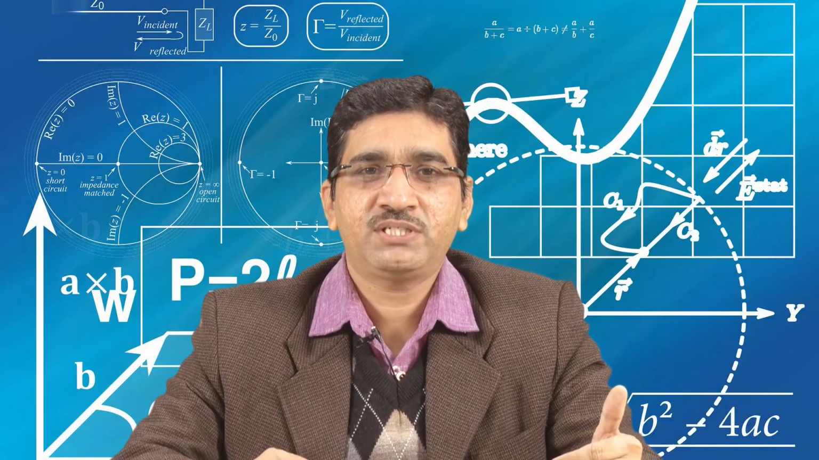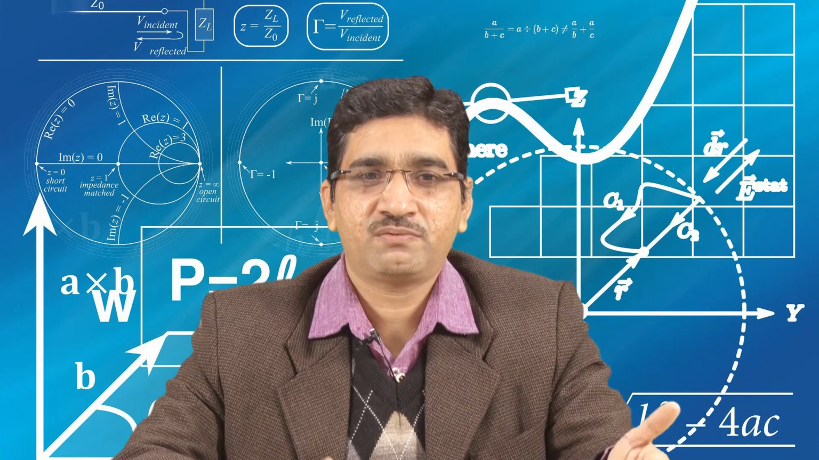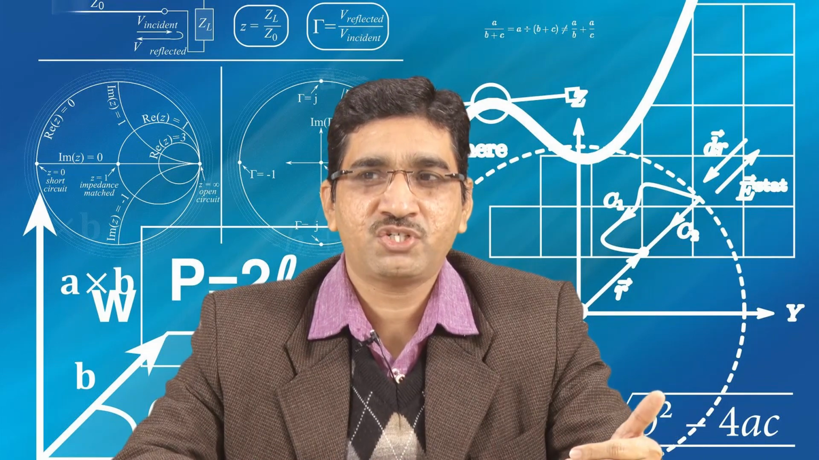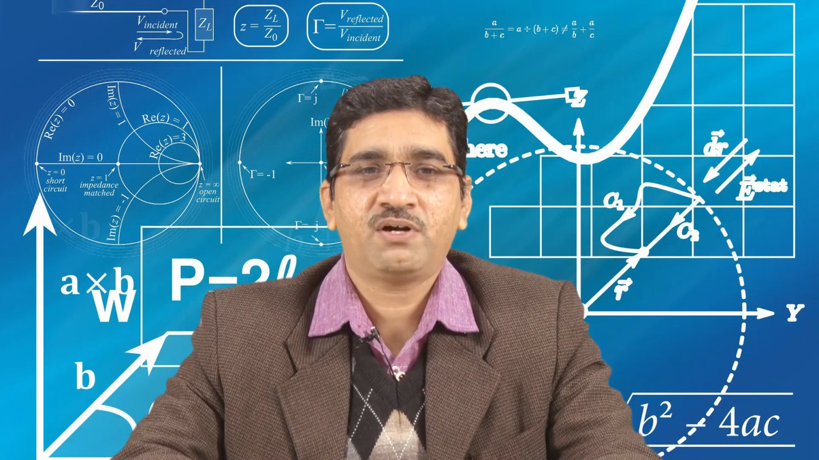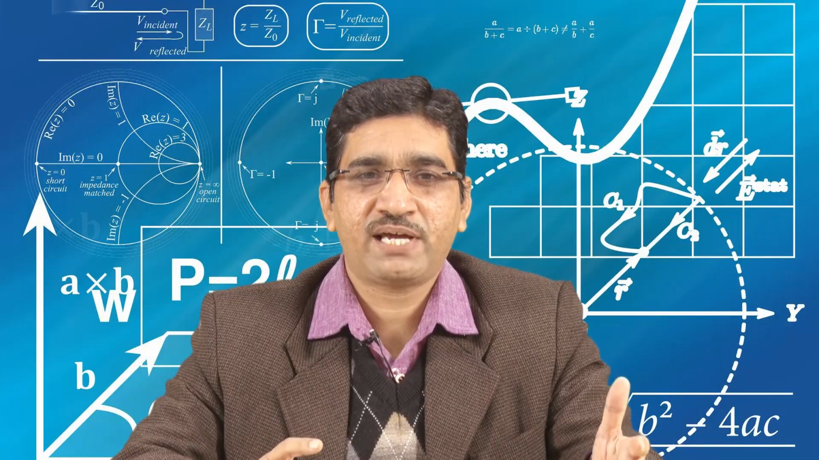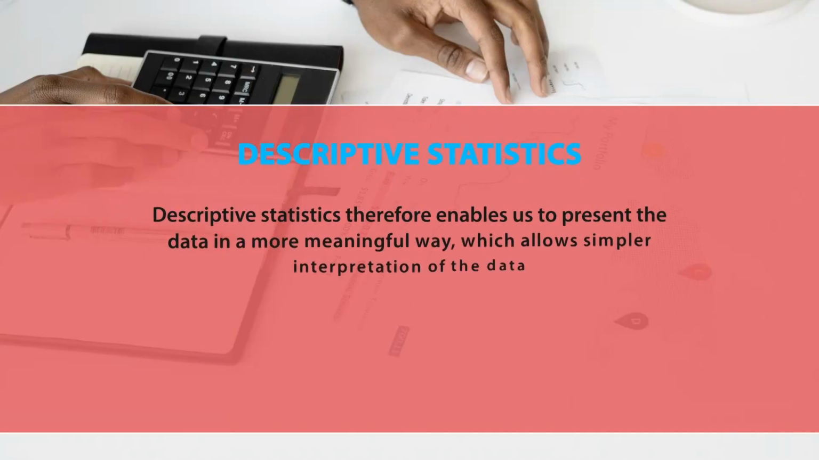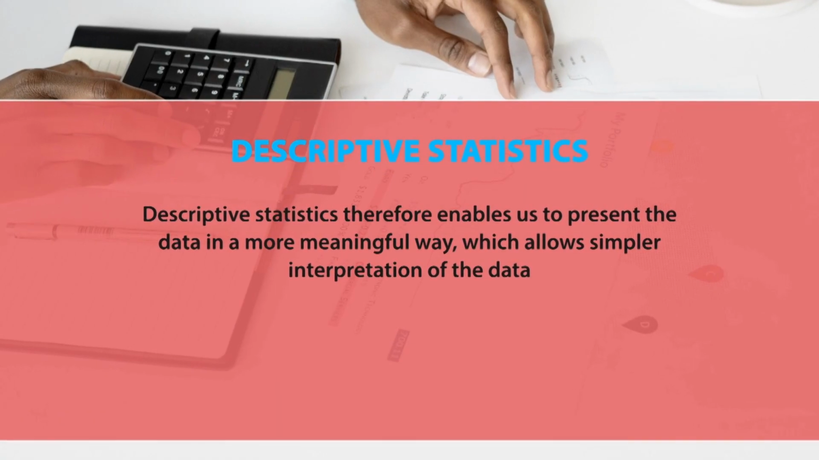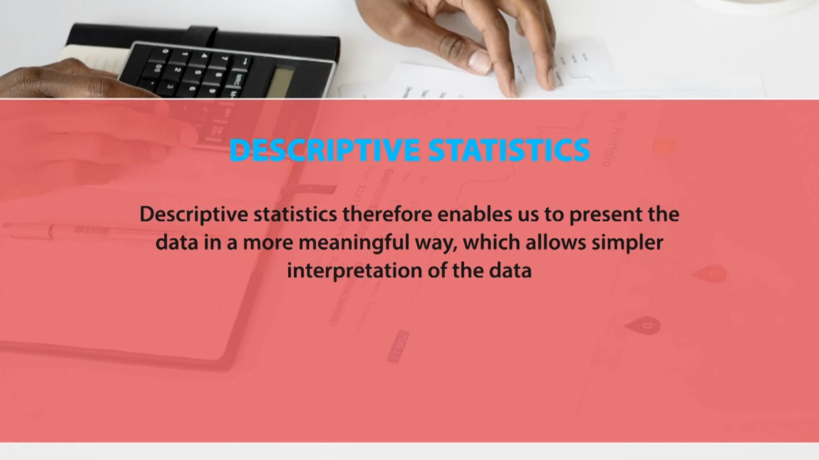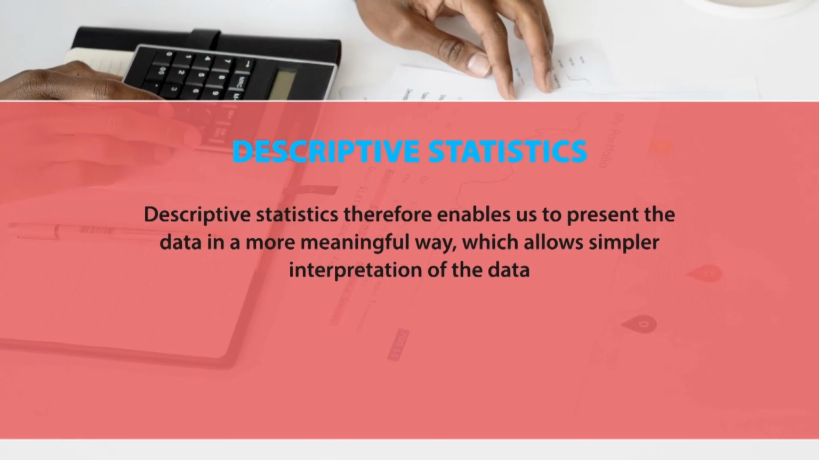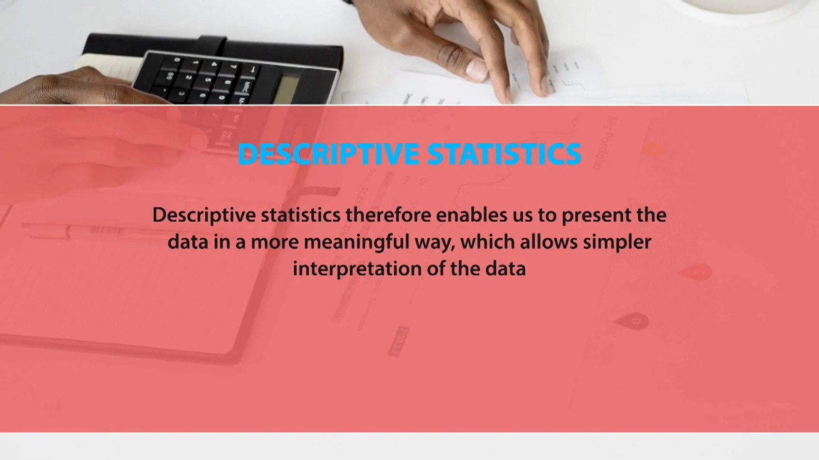When we use descriptive statistics like measure of central tendency and measure of variation, and then we conclude or summarize the data, then it will be meaningful. Descriptive statistics therefore enable us to present the data in a more meaningful way, which allows simpler interpretation of the data.